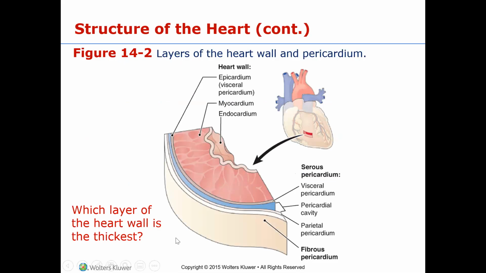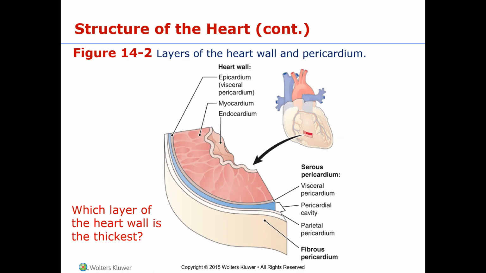So if we look here, the layer of the heart wall which is the thickest would be the myocardium here. Around the outside of the heart is this fibrous pericardium, which is a sac that encloses the entire heart. On the innermost portion of that pericardium is the parietal layer, and then you have a space between the pericardium and the heart wall itself, and they call that the pericardial cavity.